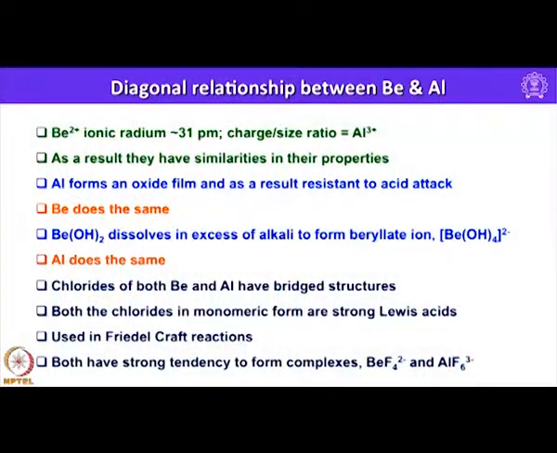And chlorides of both beryllium and aluminum have bridge structures. Of course, aluminum has dimeric structure, whereas beryllium has a polymeric structure. Both the chlorides in monomeric form are strong Lewis acids, both are electron deficient in nature, and both of them are used in Friedel-Crafts reaction to make carbon-carbon bond. Both have strong tendency to form complexes. Okay. For example, tetrafluoroberylate or hexafluoroaluminate, something like that.